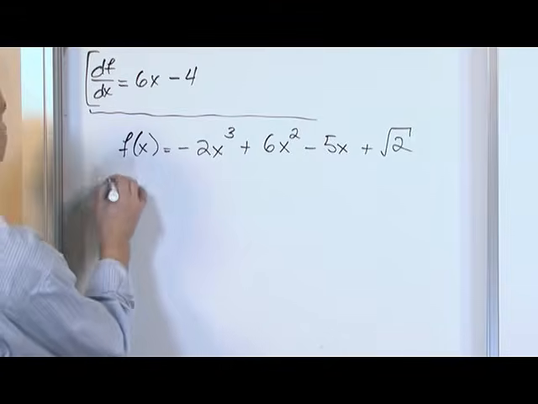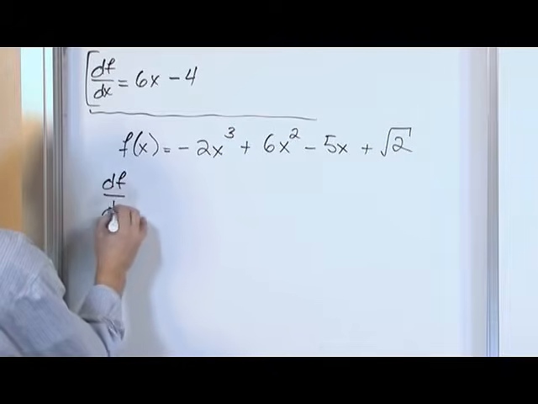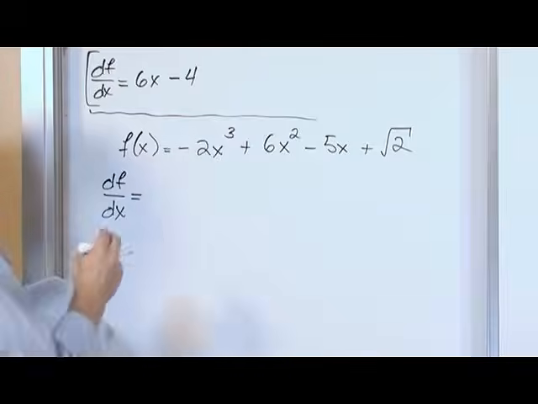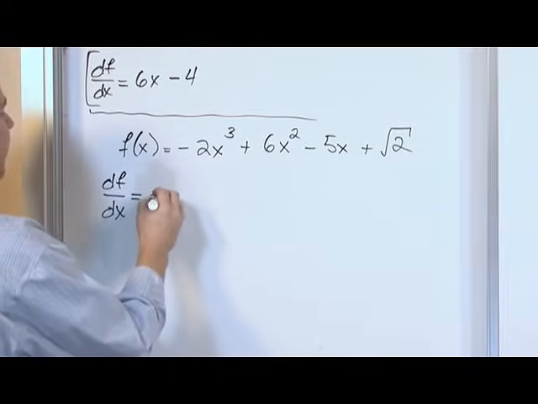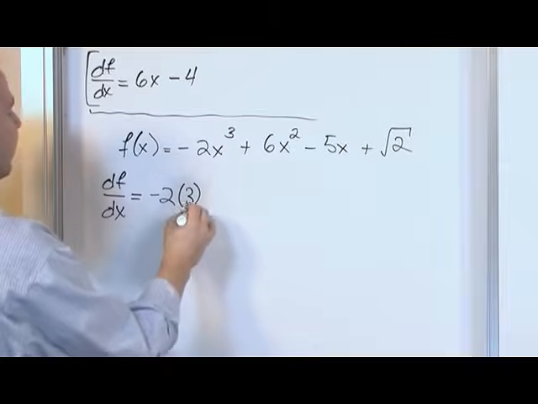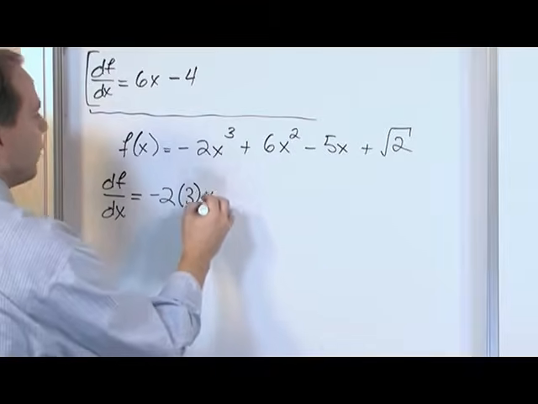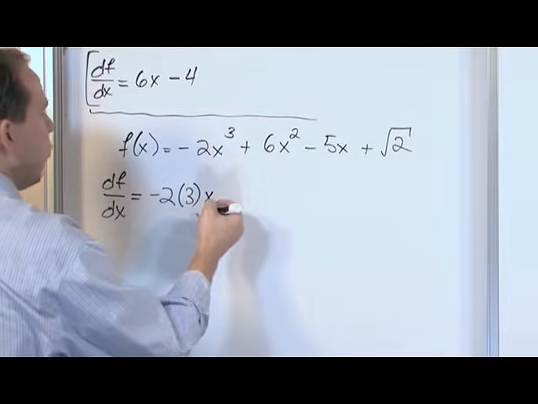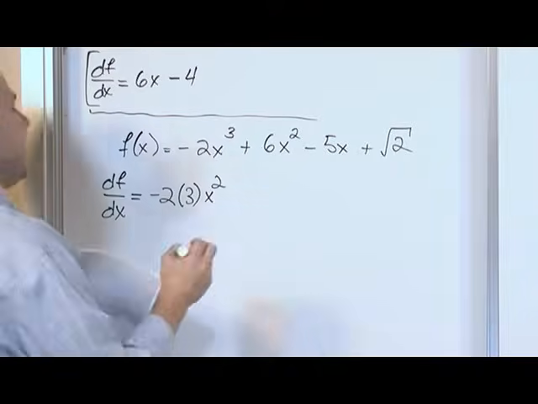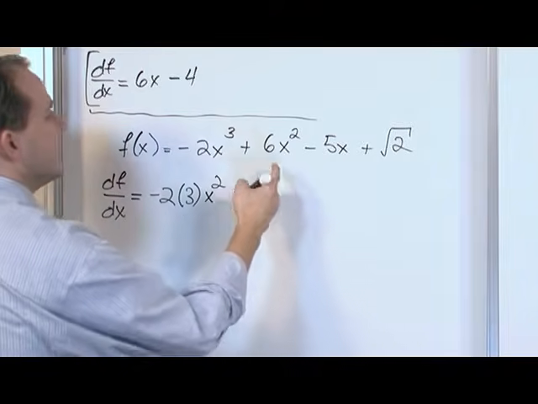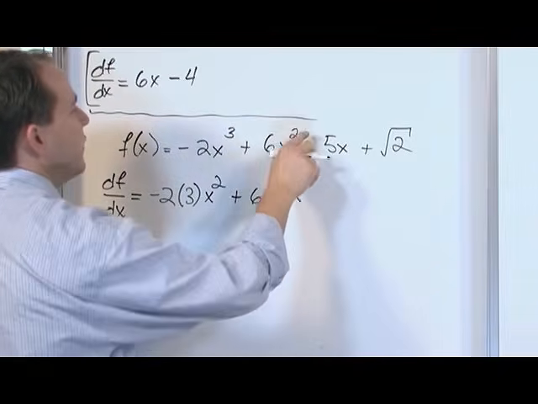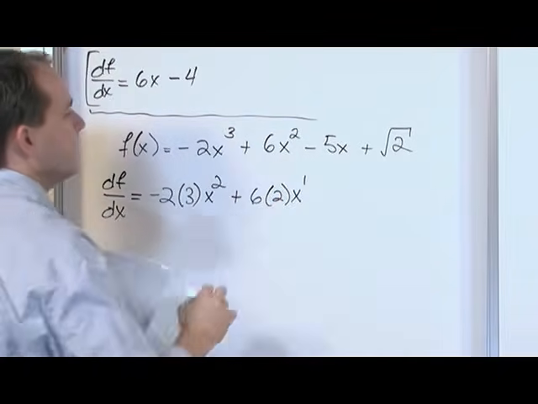So df with respect to x, the derivative of the function, the slope of the function with respect to x, right, is, and what we're going to have here, the negative 2 is going to stay out front, multiplied by my exponent, which drops down, which is 3. And then I write my variable. My new exponent is 3 minus 1, which is 2. Okay? And then, over here, the 6 stays out front. The 2 drops down. I write my variable. My new exponent, 2 minus 1, is 1.